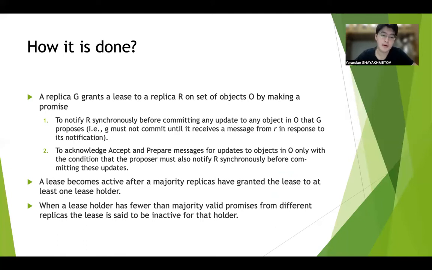And the second part of the promise is to acknowledge. The first part is for proposers in the original Paxos algorithm, and the second part is for nodes that receive proposals from a proposer. So the acknowledge, accept, and prepare messages are the messages from the original Paxos algorithm for updates to objects in O, only with the condition that the proposer must also notify R synchronously before committing these updates. This is to make sure that if some nodes may not know about the promises granted from different nodes to other nodes, by this message the node that wasn't aware of this grant will know.